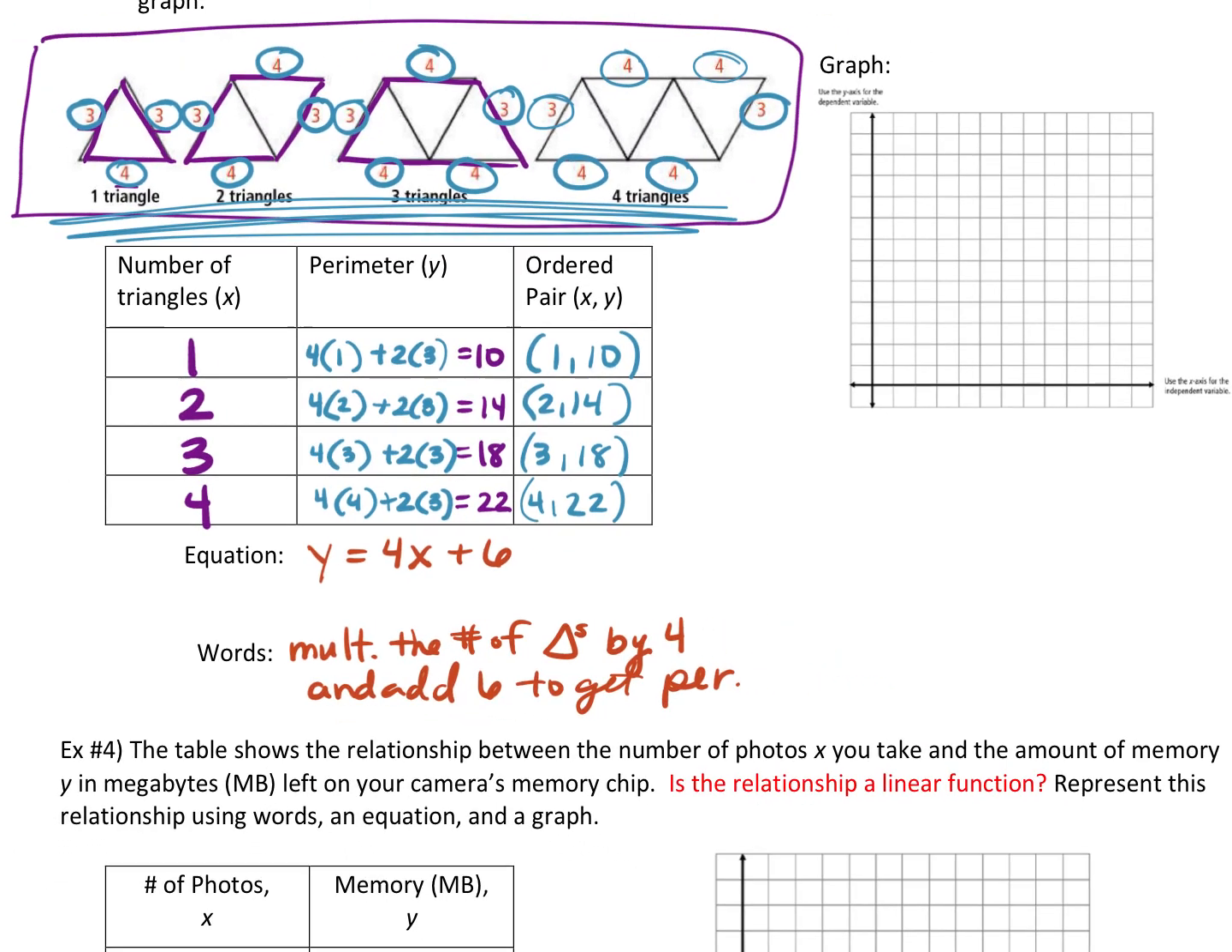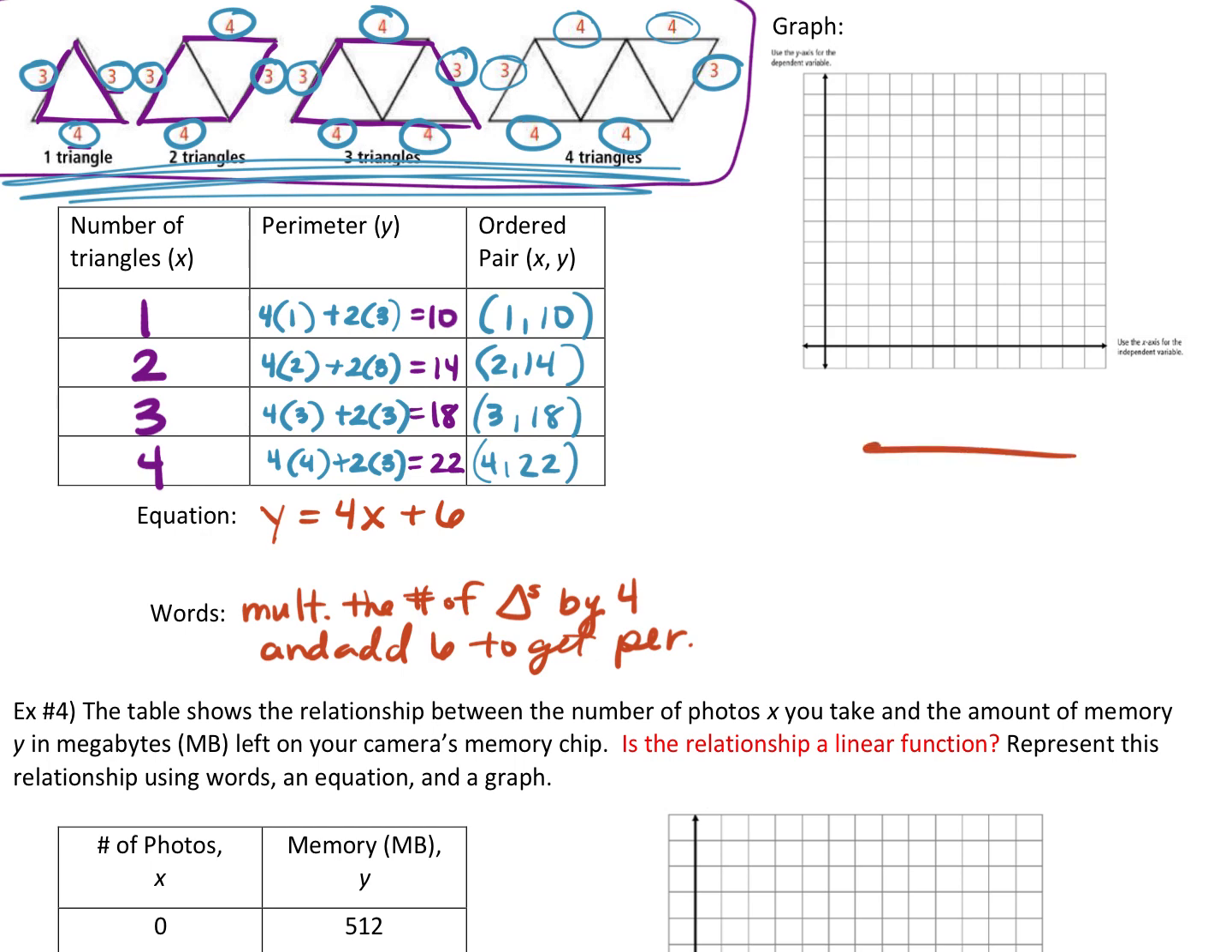All right. What is going to be my label down here? That is my x value, the number of triangles. Okay, what's going to be the other side? The perimeter. Your y value is your perimeter.